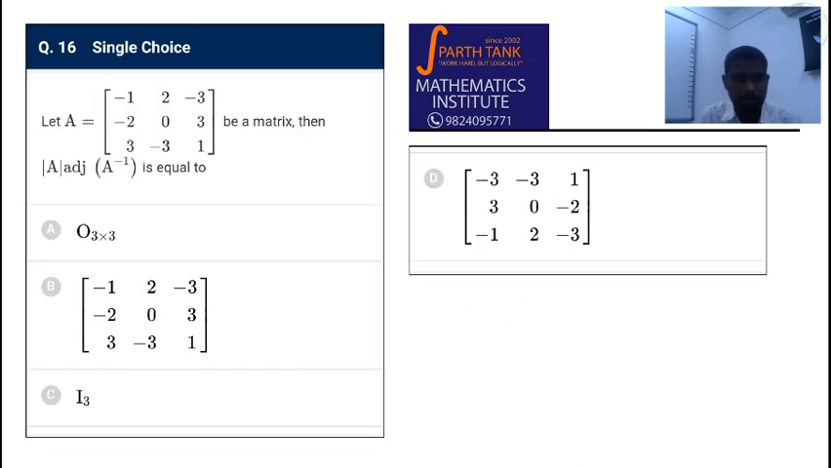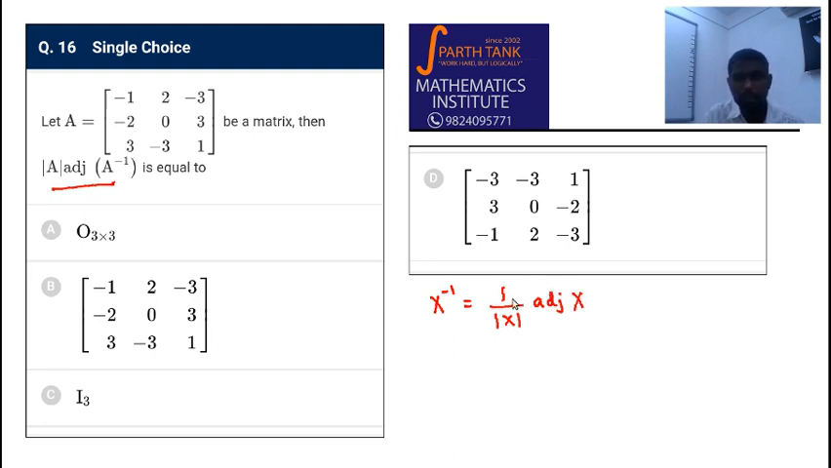Question number 16. Let A be a matrix, then determinant of A into adjoint of A inverse is equal to. Now, don't rush into trying to find determinant value, finding the inverse, which are both lengthy processes, but try to simplify this. What is the definition of inverse? A matrix X inverse is given as 1 by the determinant of X into adjoint of X.